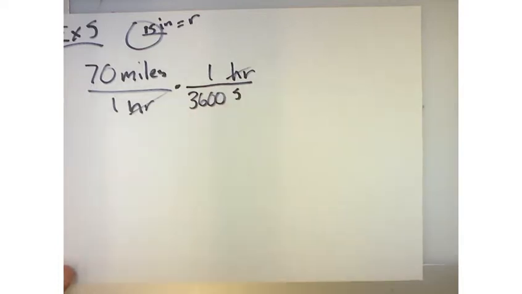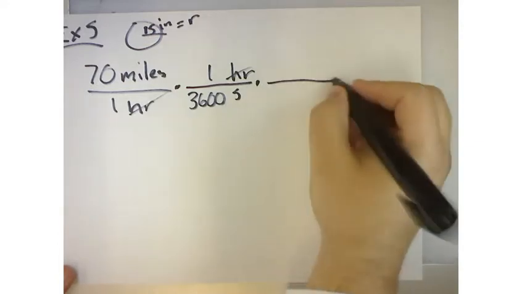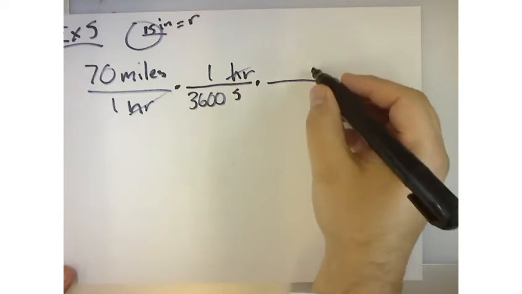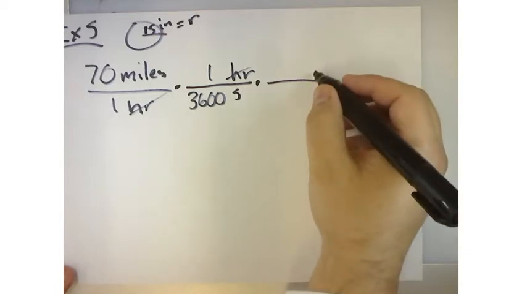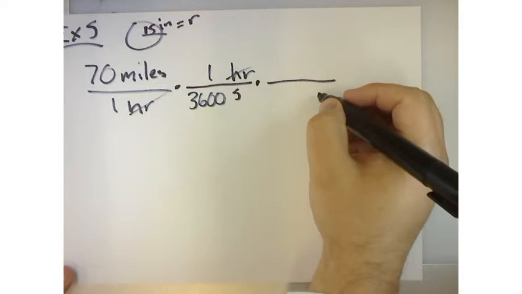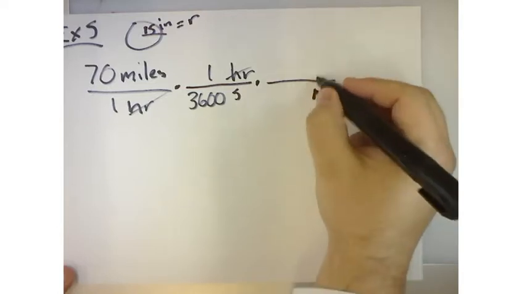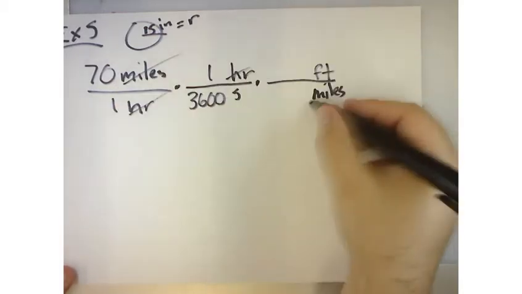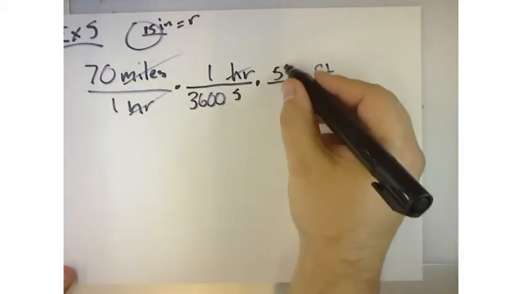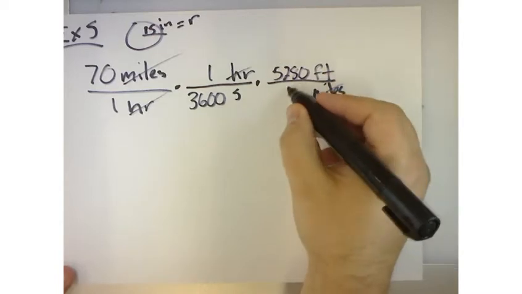Good. Now miles. How many feet are in a mile? Yeah, 5,280. So I've got feet and miles. Do I put the feet on the bottom and miles on the top, or the other way around? What goes on the bottom here? Why? Because I want to cancel with this one here. And so that's 5,280 feet per 1 mile.